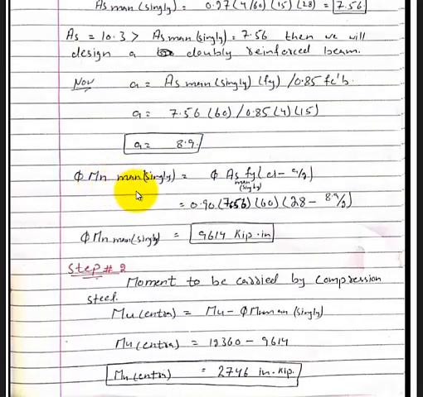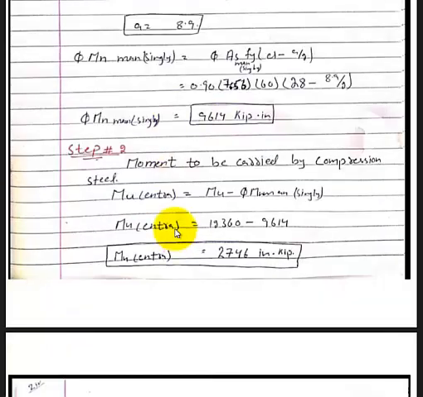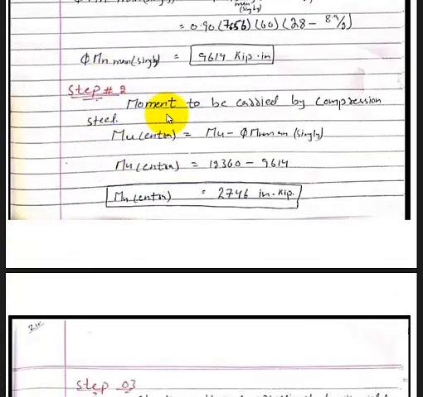Now find the moment maximum singly. The formula is phi As maximum singly Fy into (d minus a by 2). Putting the values, phi is equal to 0.90, As maximum is 7.56, Fy is equal to 60, d is 28, and a is 8.9 divided by 2. We get the maximum moment singly, which is 96414 kips-inch. Now moving further to step number 2, moment to be carried by the compression steel.